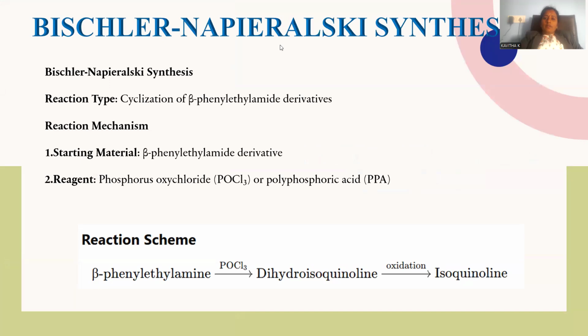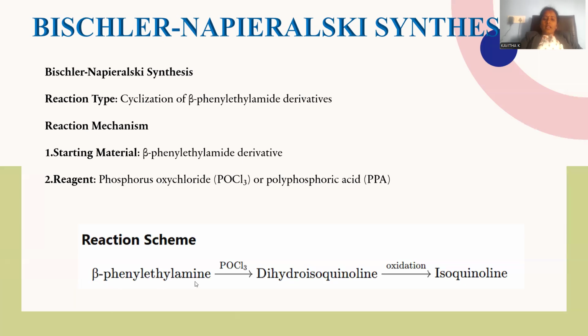Bischler-Napieralski is the most prominent kind of synthetic platform in order to synthesize this isoquinoline in the laboratory. Bischler-Napieralski synthesis proceeds with the cyclization of beta-phenylethylamide derivatives. This will be the starting material for the synthesis of isoquinoline by means of Bischler-Napieralski methodology. The starting material will be a beta-phenylethylamide derivative, and it can be treated with phosphorus oxychloride. Phosphorus oxychloride is the reagent applied, and polyphosphoric acid is a kind of catalyst promoting this reaction.